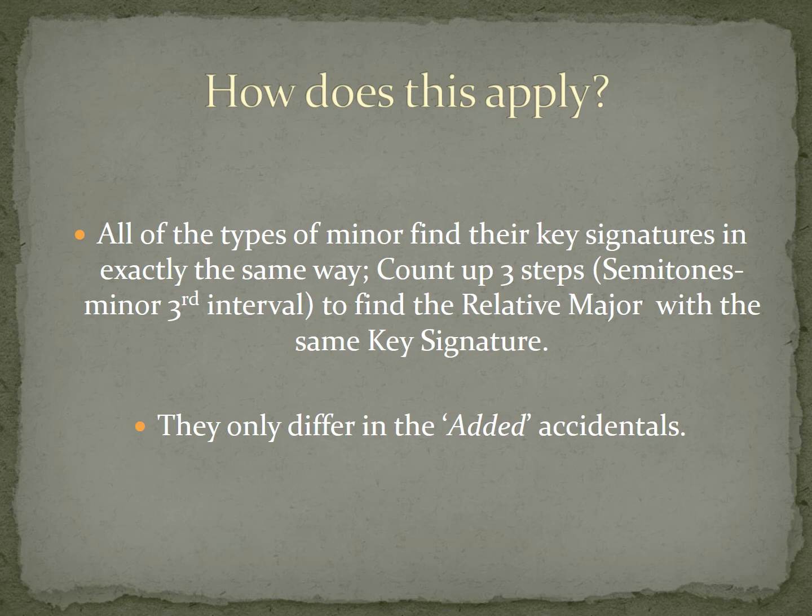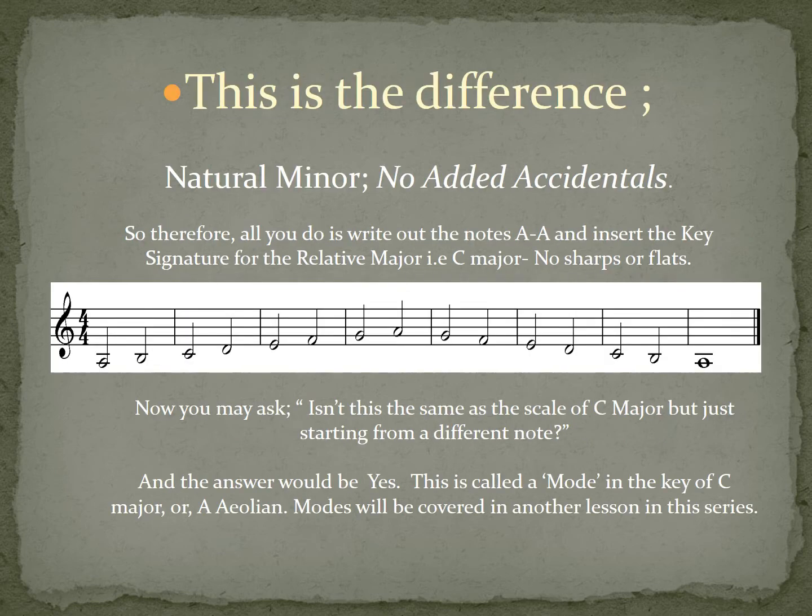Now look at the word added. So let's start with the natural minor. The natural minor doesn't actually have any added accidentals. So therefore all you do is you write out the notes of A to A, and you'd insert the same key signature as its relative major, which we found before by going up 3 semitones, is C major. So therefore it has no sharps or flats. So in the examples you can see written down, all it is A to A with no sharps or flats and nothing added.